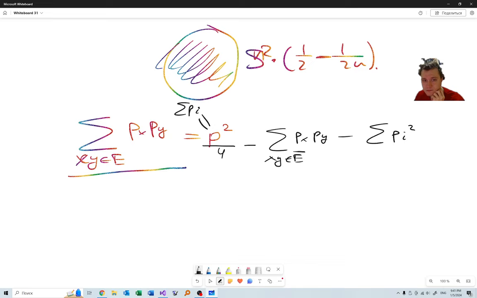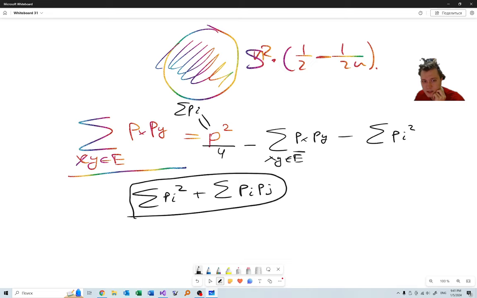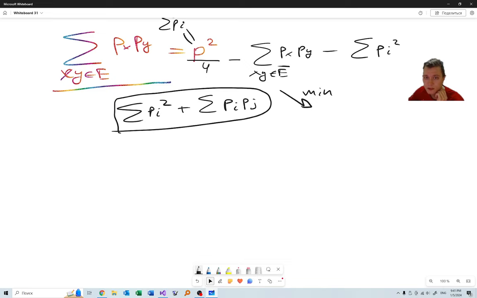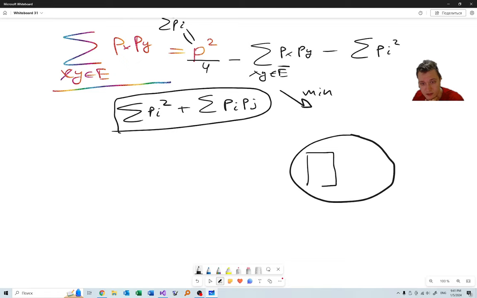So now the question is, I have sum of pi squares plus sum of pi Pj, something like this, and I need to minimize it. So the question is, do I need just to take the maximum anti-clique in this graph and put everything there? I need to minimize this number. Do I just need to take the maximum anti-clique and put everything there?